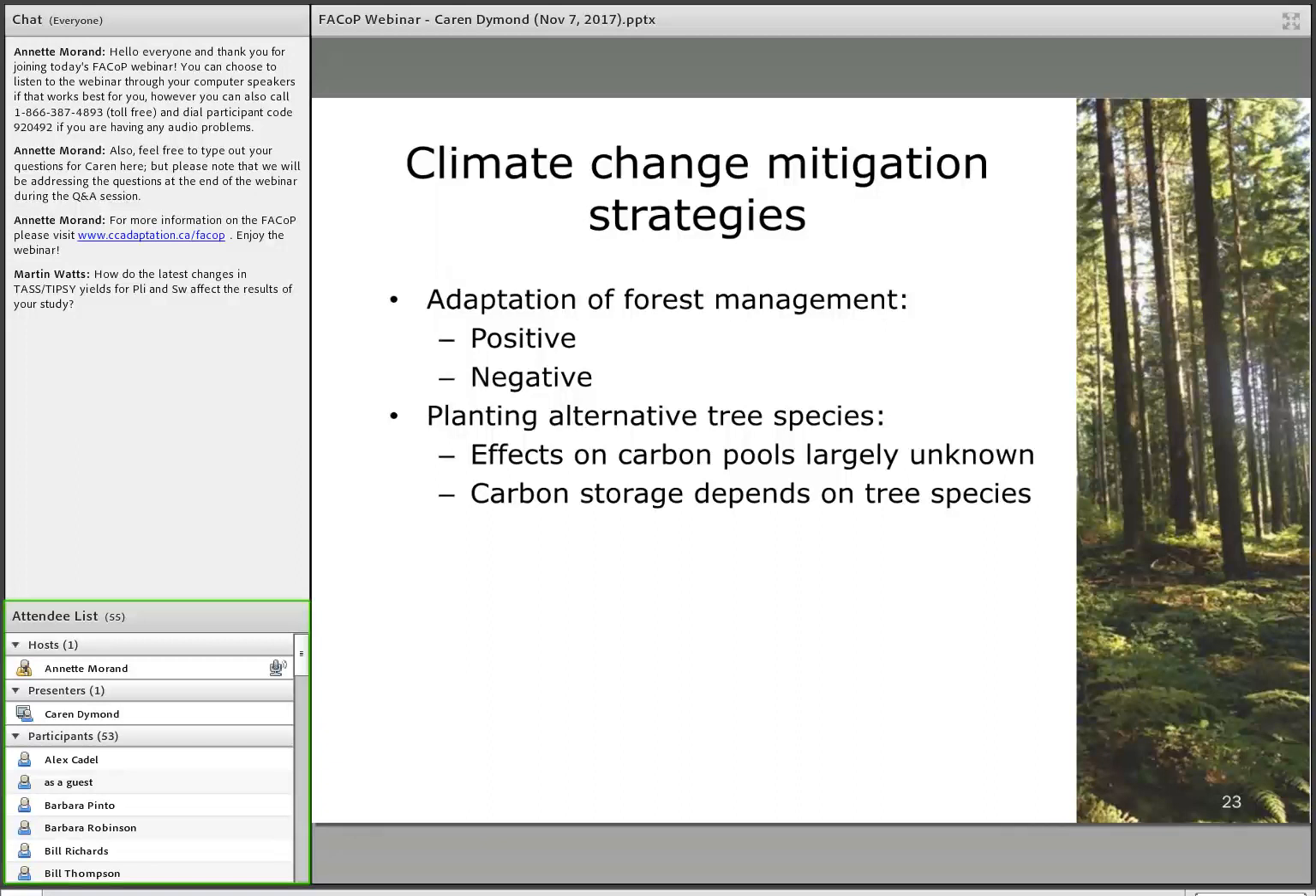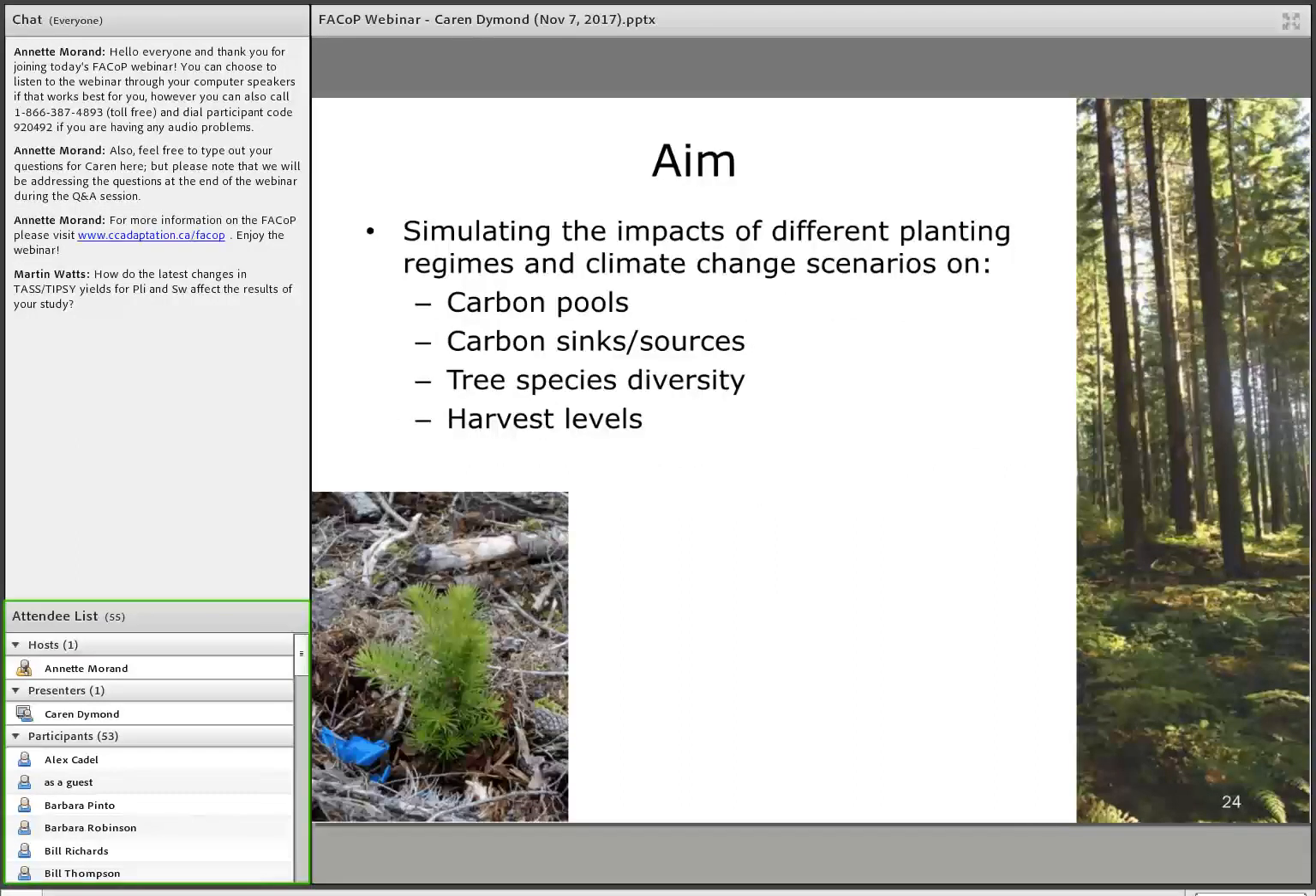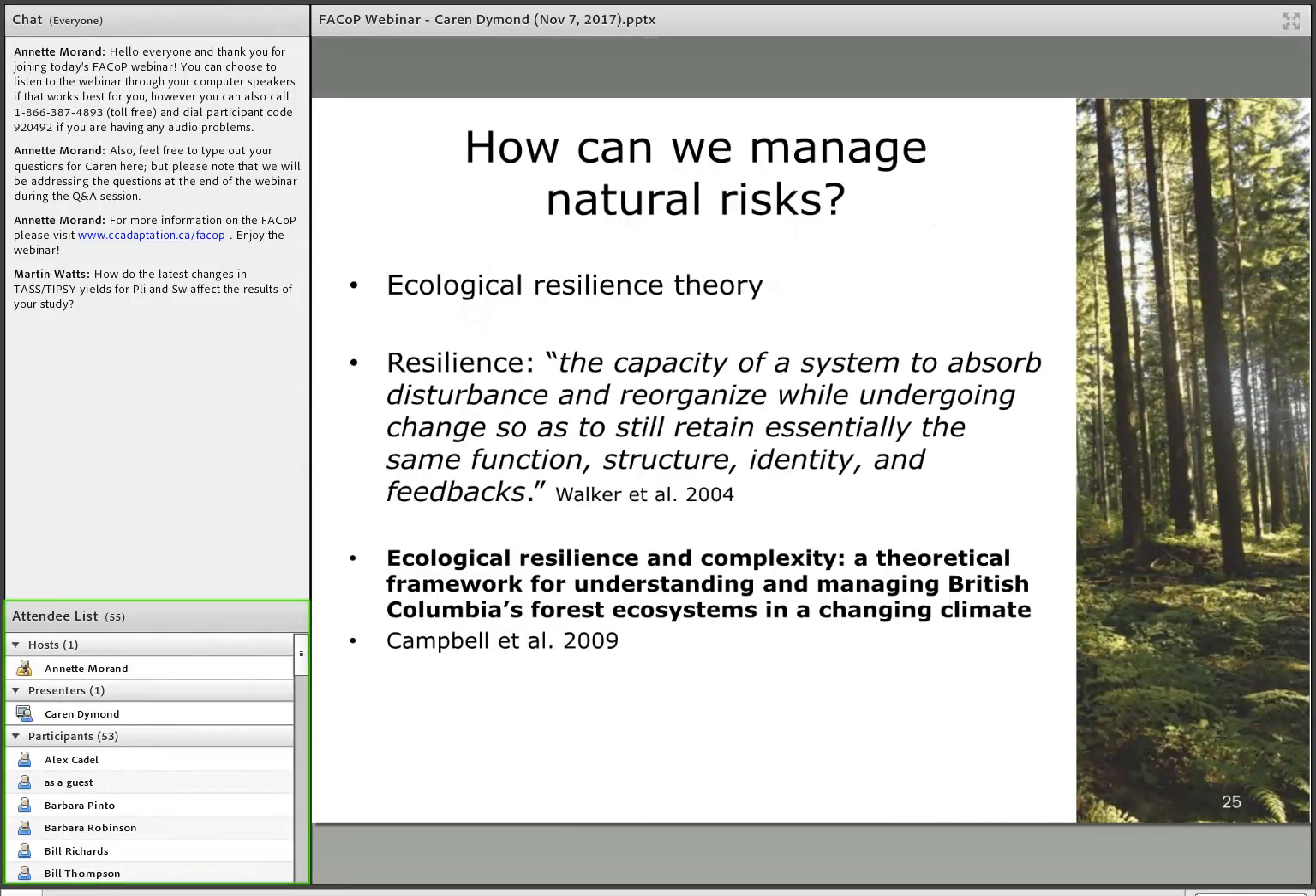And then if we look specifically at the options around planting alternative tree species, there isn't really a lot of information on the effects on carbon pools or carbon sinks and emissions. So the aim of this particular study was to simulate the impacts of different planting regimes and climate change scenarios on carbon pools, sinks and sources, tree species diversity, and harvest levels.